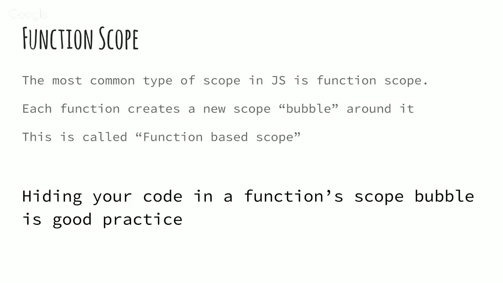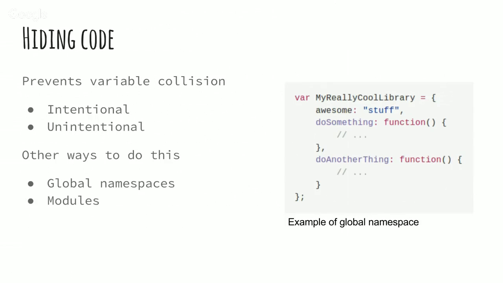All right, so function scope first. The most common type of scope in JavaScript is function scope. Each function creates a new bubble of scope around it. This is called function-based scope. Hiding your code inside a function scope bubble is good practice. In fact, most of this chapter is going to talk about hiding your code inside of scope bubbles. In my experience, the more you put your JavaScript inside of functions, the happier you're going to be.